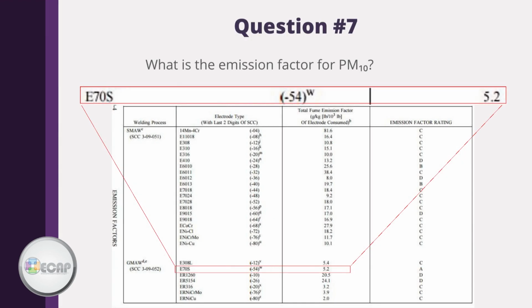Next, we will need to determine our PTE for PM10, so we must locate the correct emission factor. Here we have the welding emission factor from AP42, which is a compilation of air emission factors that can be found on the EPA webpage. We are dealing with a GMAW and E70S wire, which is toward the bottom on the on-screen graphic, which is a representation of what you would find in the AP42. We just blow the relevant line up a bit, and the emission factor is 5.2 pounds per 1,000 pounds.